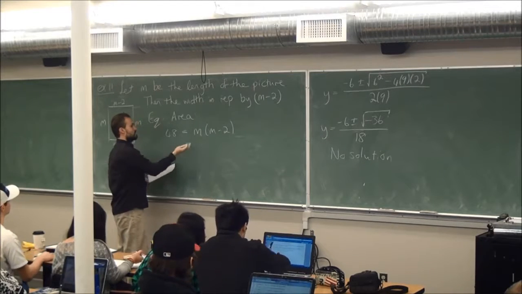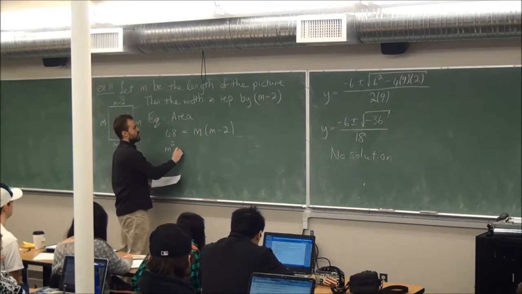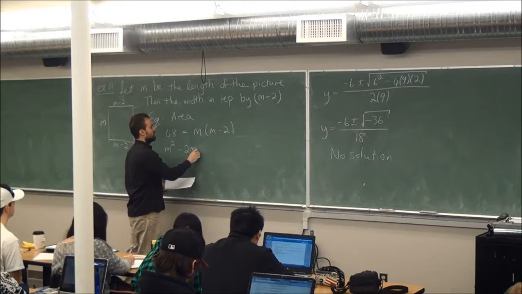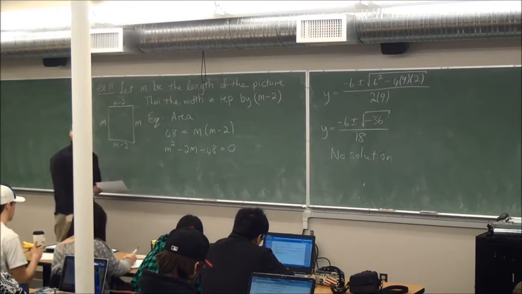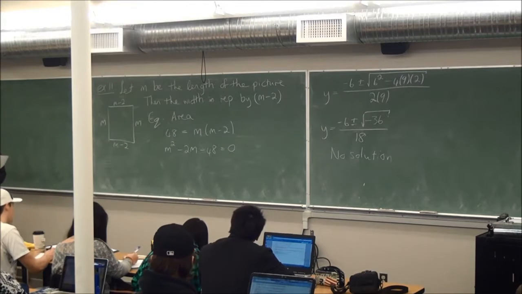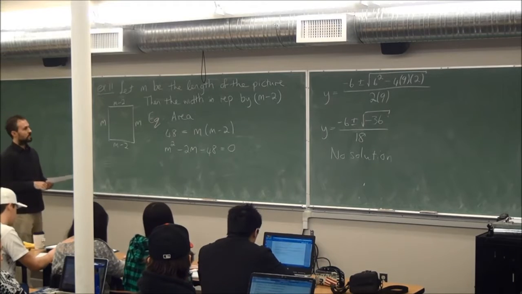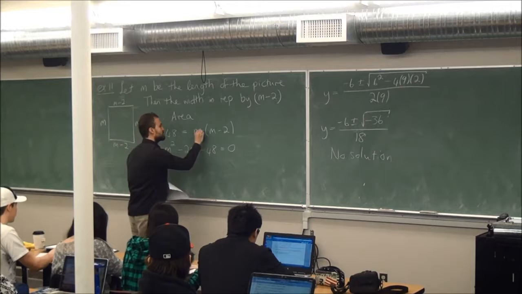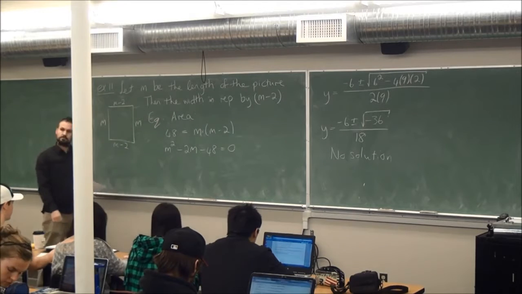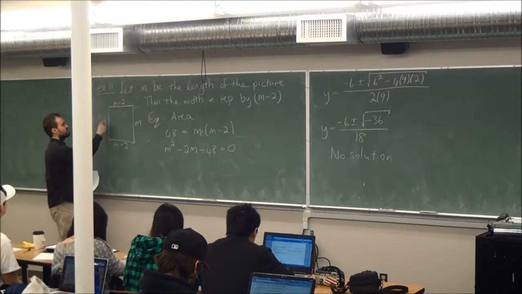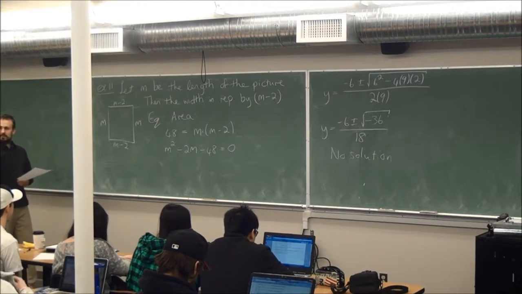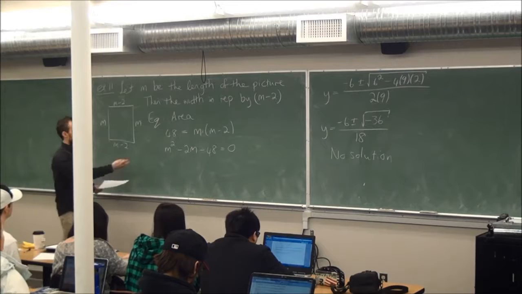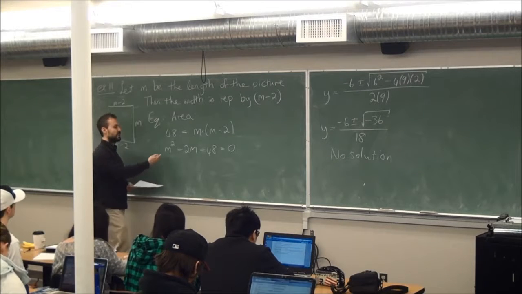So now swap everything: m squared minus 2m minus 48 equals 0. Is everyone happy where I get that equation? There's a times here. That's why I make a sketch. This is the length, this is the width, just multiply. Okay? So now I have a quadratic equation.